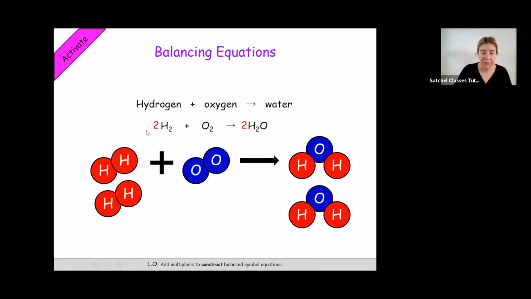So you want to check, right? I've got 2 lots of H2, so I have 4 hydrogen atoms altogether. On this side, I have 4 hydrogen atoms. Excellent, that's balanced. Right, let's go back and check the oxygens.